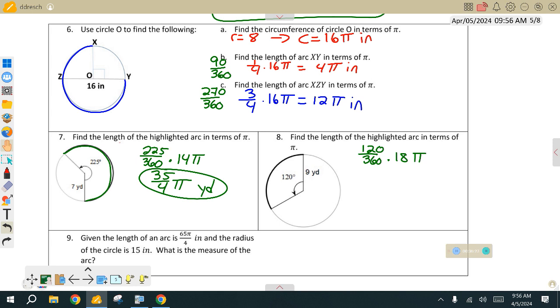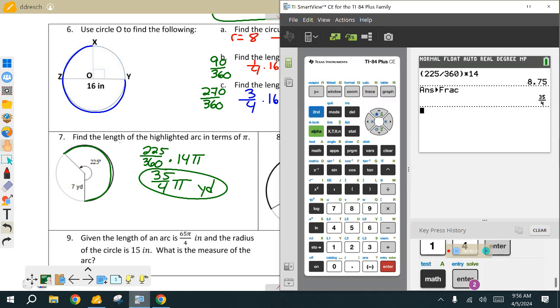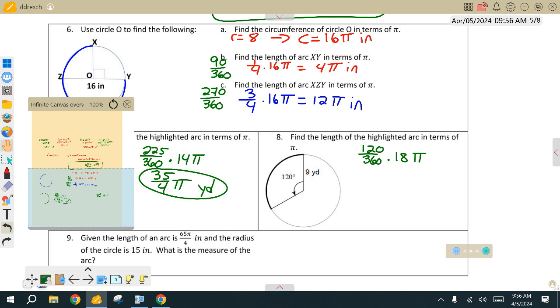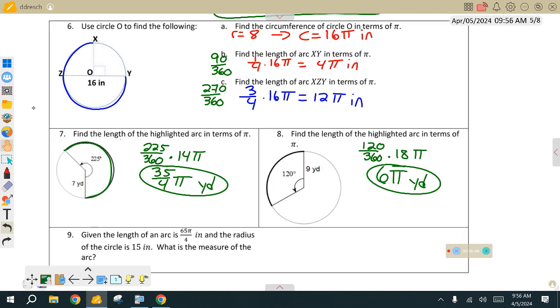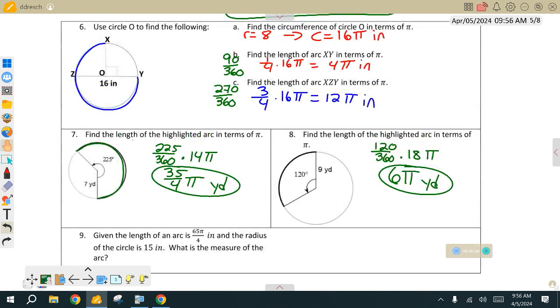I believe it's a third. 120 over 360 times, what is it, 18? I heard a 6, which makes sense because that's a third. And a third of 18 is 6 pi. Alrighty. That's it. That's our new one for today. 6 pi. Okay? Alright, we'll leave it there. Okay, assignment for today.